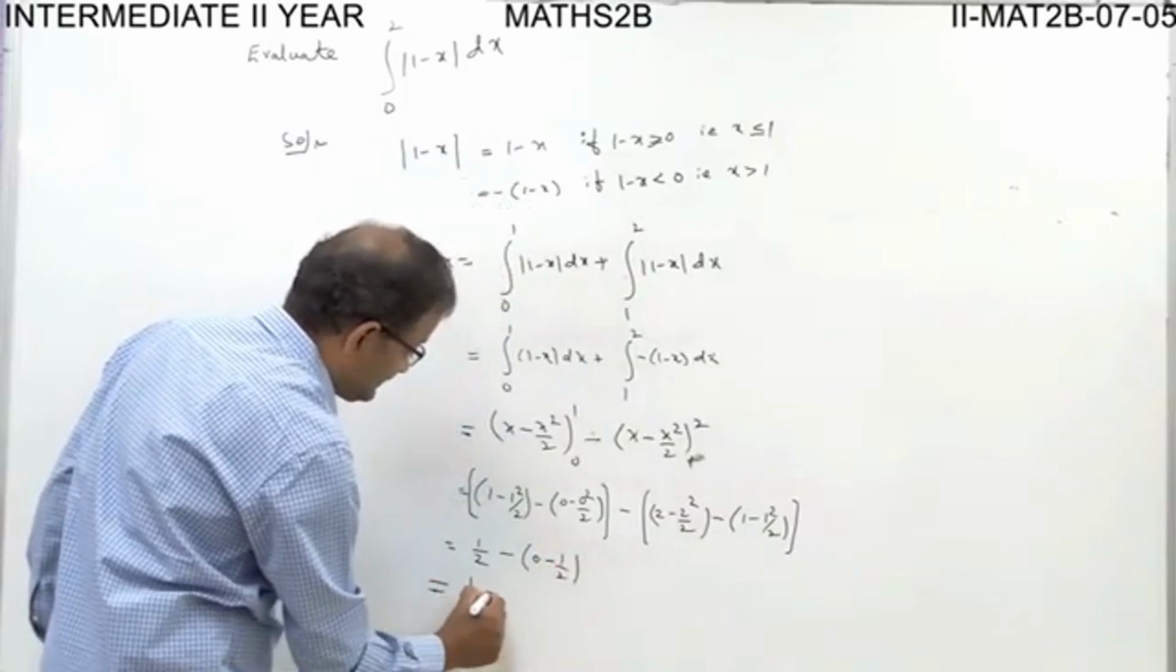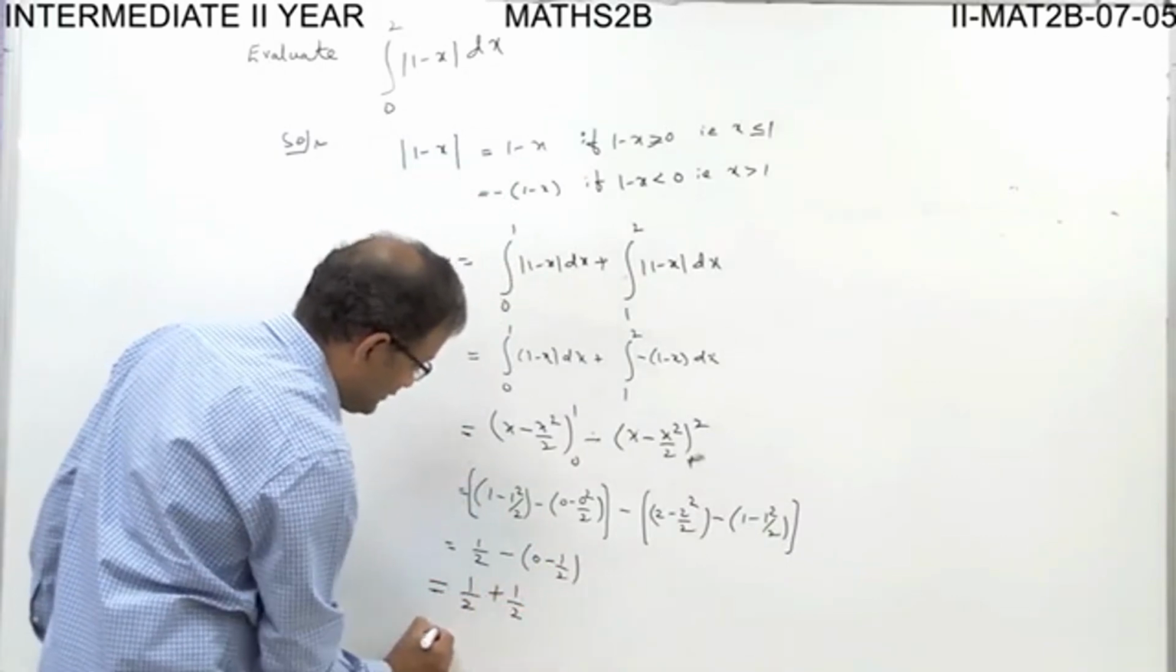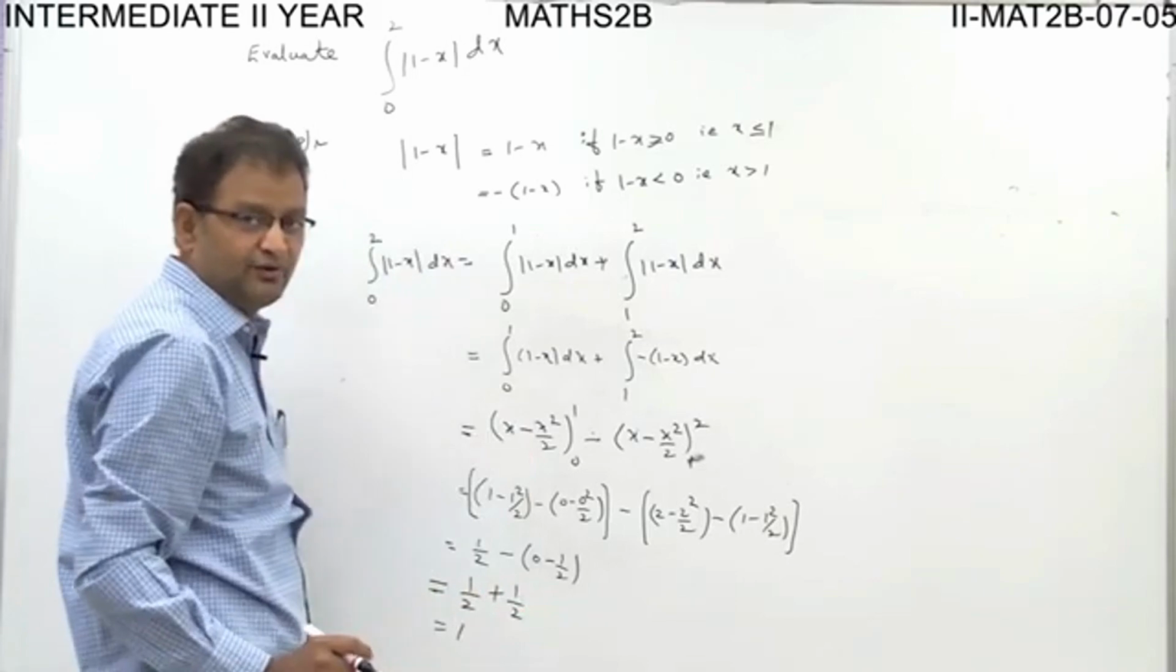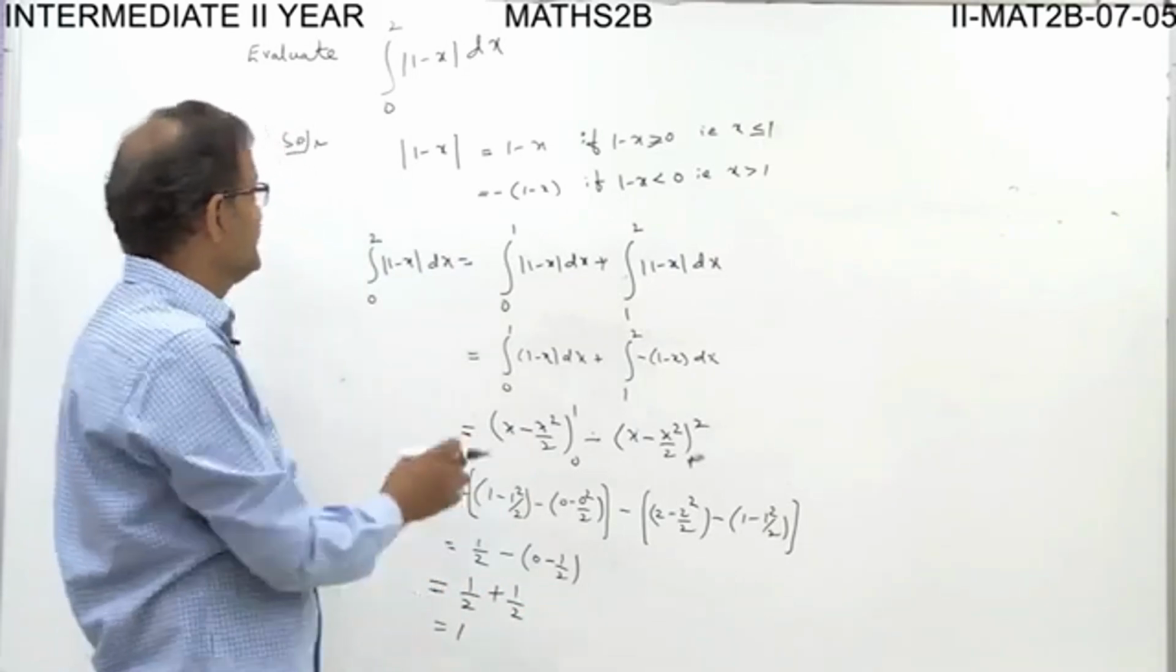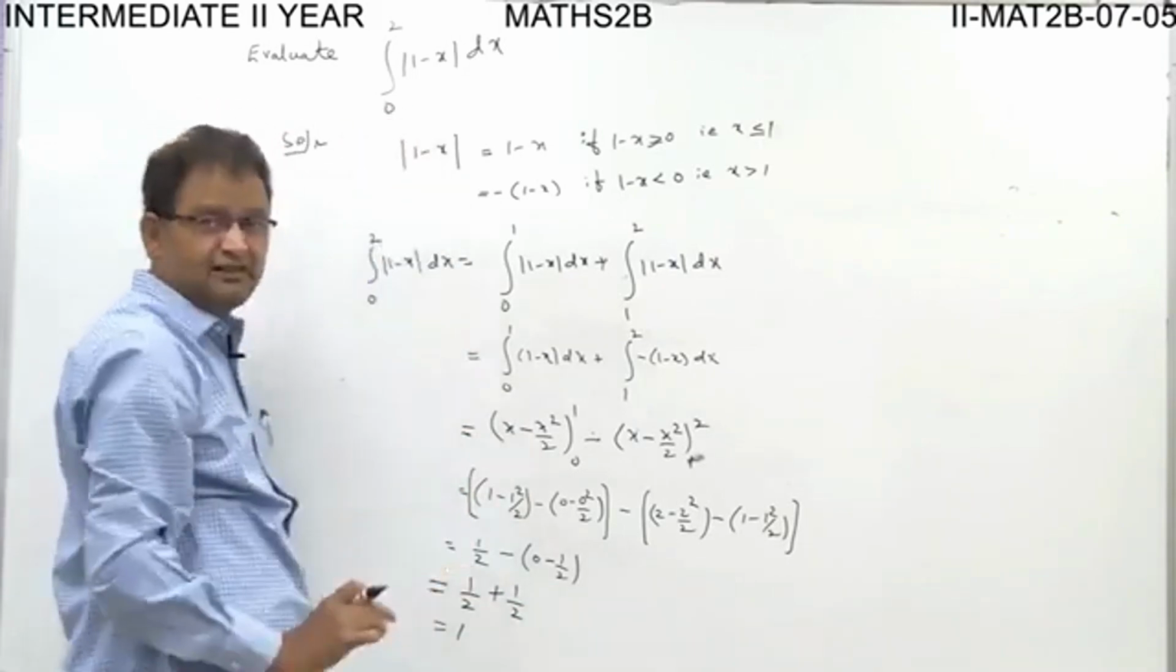1 by 2 minus into minus plus 1 by 2. 1 by 2 plus 1 by 2, that is equal to 1. So answer for this problem is 1.